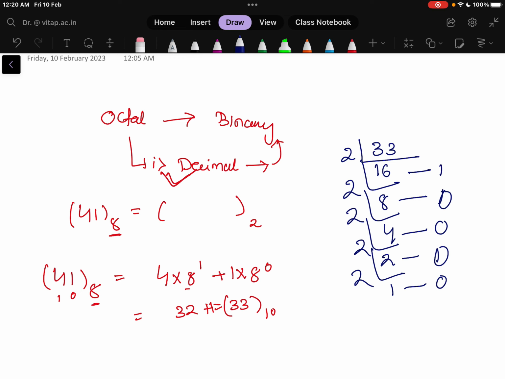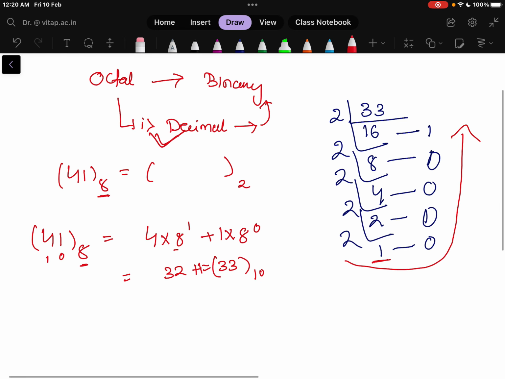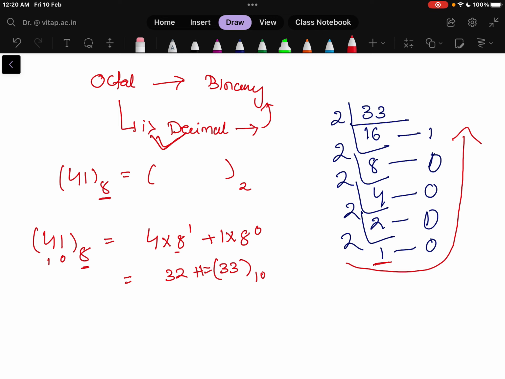Now, how to write the binary equivalent number? We have to write in this direction, starting from the last remainder 1. So the binary number I will write is 1 0 0 0 0 1. This will be the binary equivalent of the given octal number.